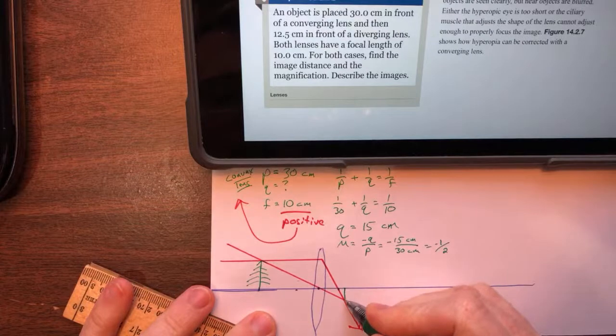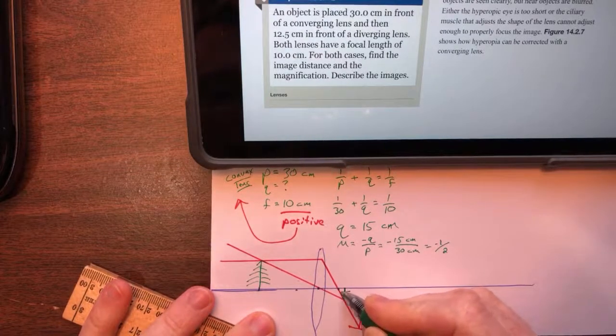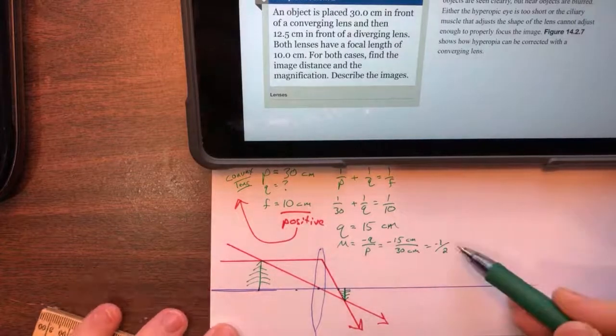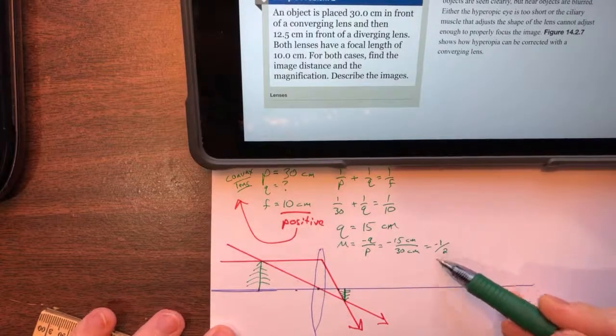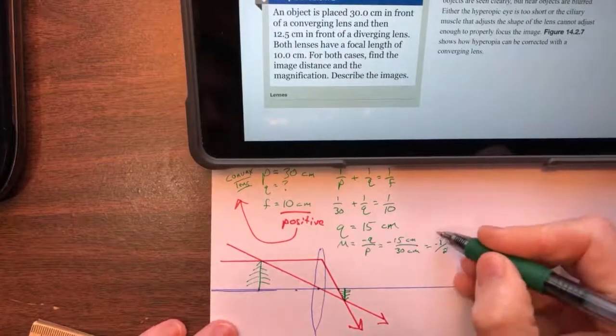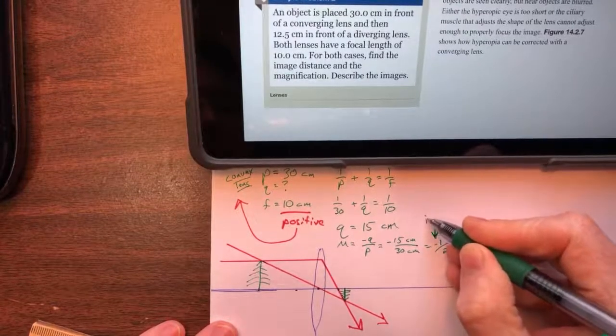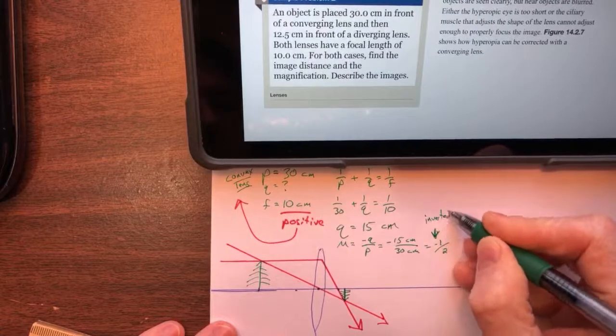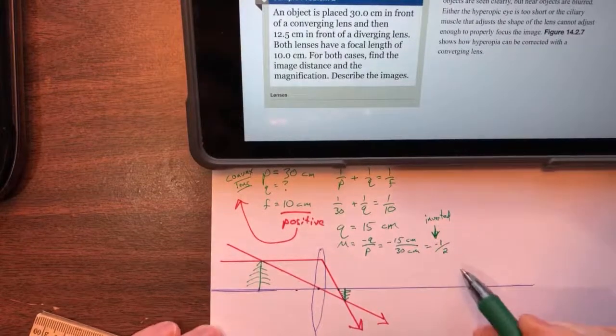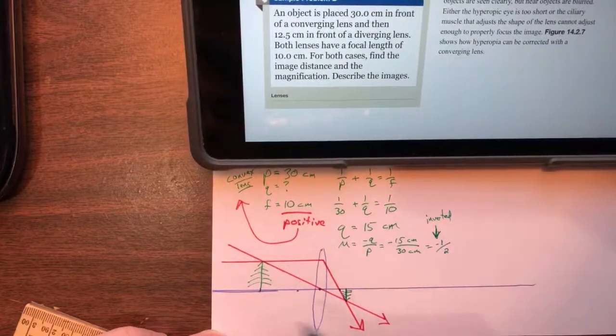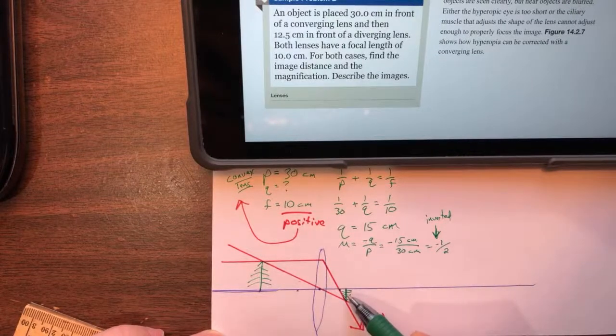And let's check this out. This is going to be where our image is. Look at this. It's upside down. Let's see if that makes sense. We have a magnification of -1/2. Remember that the negative means it's inverted or upside down. Right? That's what the negative means. And the 1/2 means it's half the size. That looks like about half the size to me.